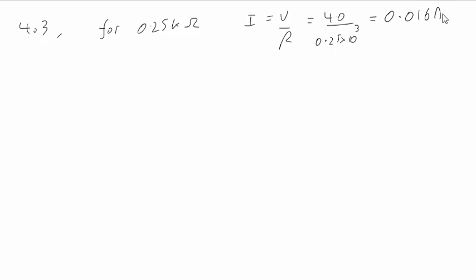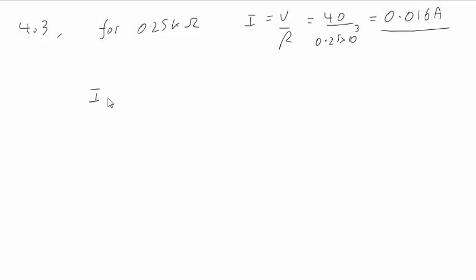For 4.3, we're to determine the value of R that the student should select. Well, for the 0.25 kilo ohm resistor, we can find the current, which would be V over R. This has got 4 volts over the resistance of 0.25 times 10 to the 3. Gives a current of 0.016 amps. That is the total resistance through the circuit.